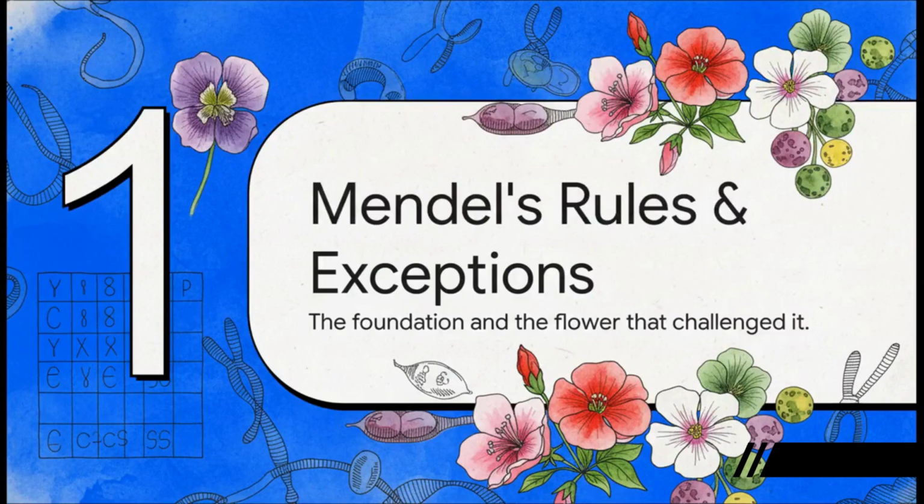So we all start with Mendel's really simple idea: dominance. One gene wins, the other one, it just hides. Pretty straightforward, right? But then scientists started doing more experiments, and this one particular flower came along and just completely shattered the rules, opening up a reality that was way more fascinating.